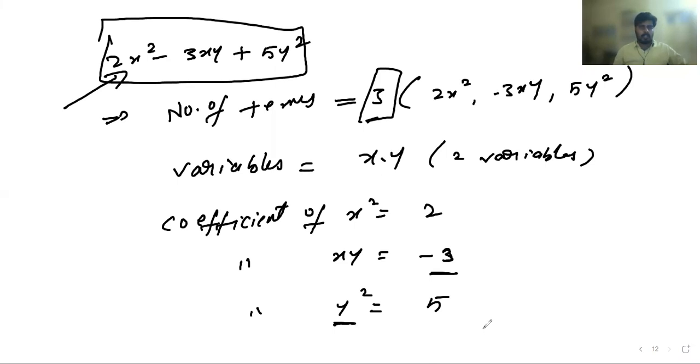So here 2x square, minus 3xy, and 5y square are unlike terms, so we did not simplify them. I hope you understood like terms and unlike terms, literal factors and literal coefficients, numerical factors and numerical coefficients. We will see the next topic in the next class. So we can stop here.